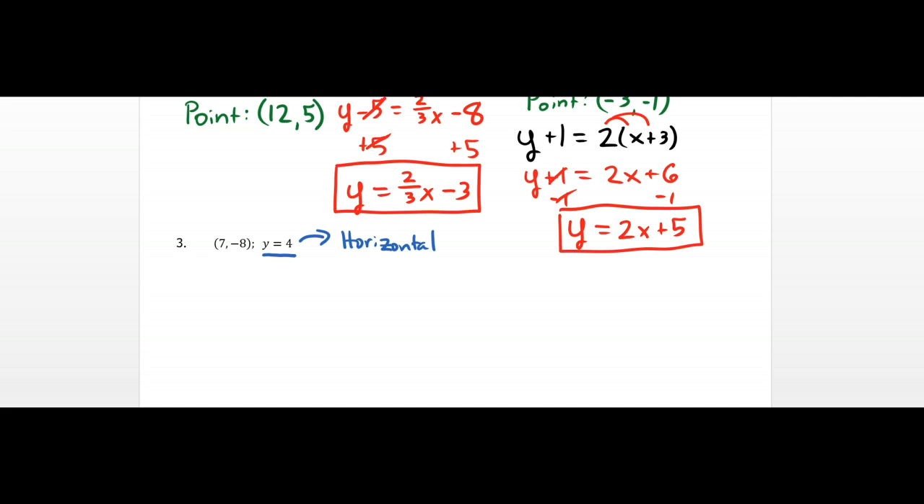We also know that this line is going to be just y equals some number, because it has to be horizontal, just like this line up here is horizontal. That ensures that they're both parallel. Well, the only way for this line to be horizontal and go through the point 7, -8, if you think about a coordinate plane.